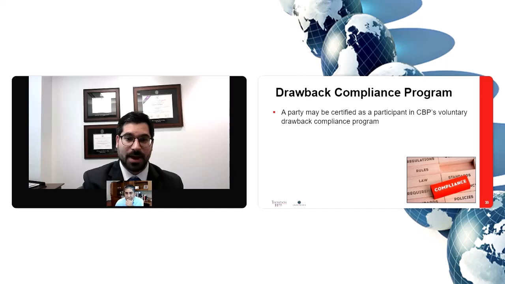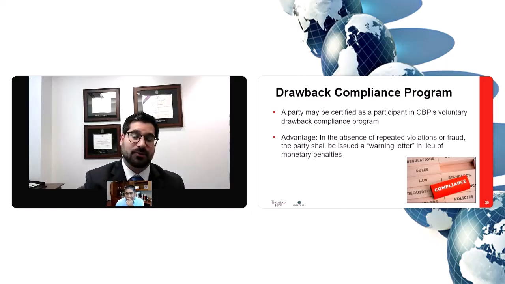Of course, and finally, a way to mitigate penalties is by having a really robust drawback compliance program. And one way you could do that is not just simply having one, but enrolling in CBP's voluntary program and becoming certified. There's a huge advantage to this, right? While again, very document intensive, the advantage is that in the absence of repeated violations or fraud, the party that has been certified with a robust drawback compliance program would only be issued a warning letter in lieu of monetary penalties, which is a huge relief.